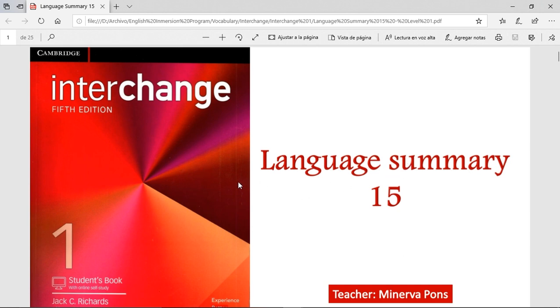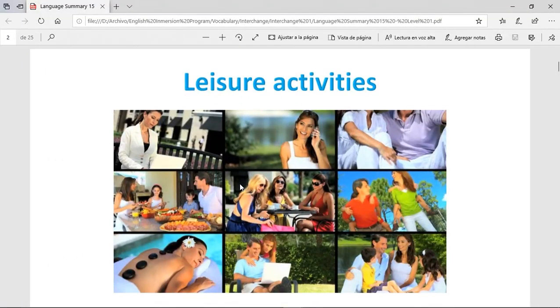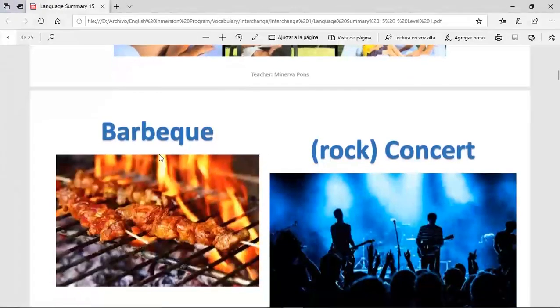So let's start. To start, we're going to be seeing some leisure activities, but you may ask, what is leisure? Well, leisure is the time that you have to enjoy yourself. This is when you don't need to work or you don't need to study. This is time for yourself just to enjoy, to have fun. Maybe it can be going to a spa, being with friends, being with your family, having a lunch with your family, all of that. Okay, so let's see some of them.